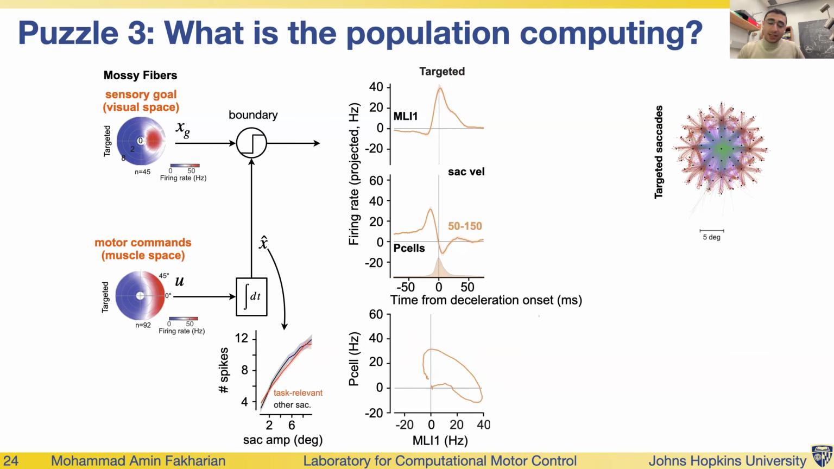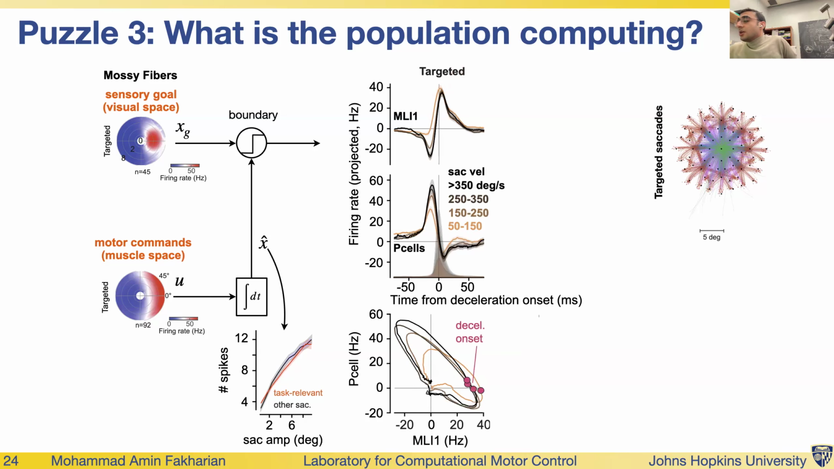A phase plot of the Purkinje cell as a function of the MLI. We observe that for all the bins of the saccade velocity, the zero crossing is there, and MLI is reaching the same peak, and also the MLI1 and Purkinje cells remain on similar manifolds.